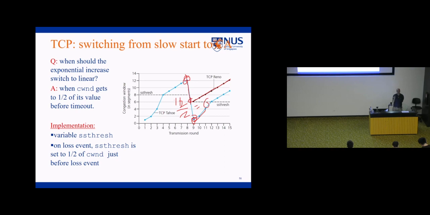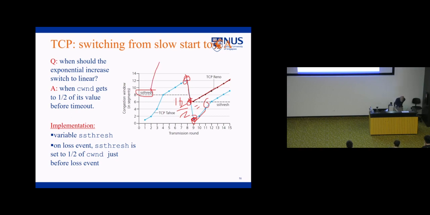But if it is 3 duplicate acknowledgements, that's where the variation comes in. One will decrease to half and increase linearly. The other will decrease to 1 and do slow start. Another thing that happens is this value of SS thresh is also updated.